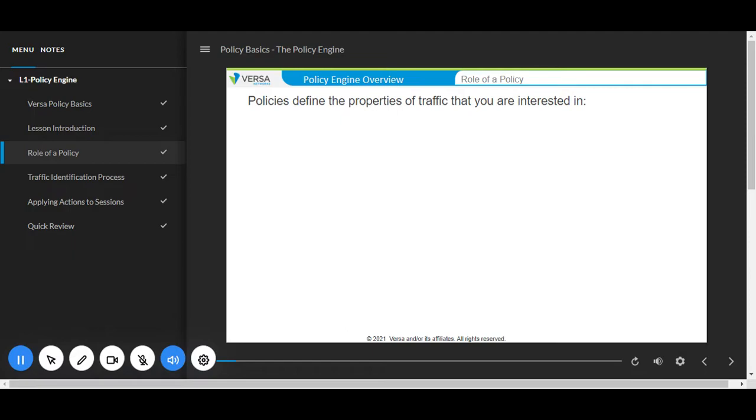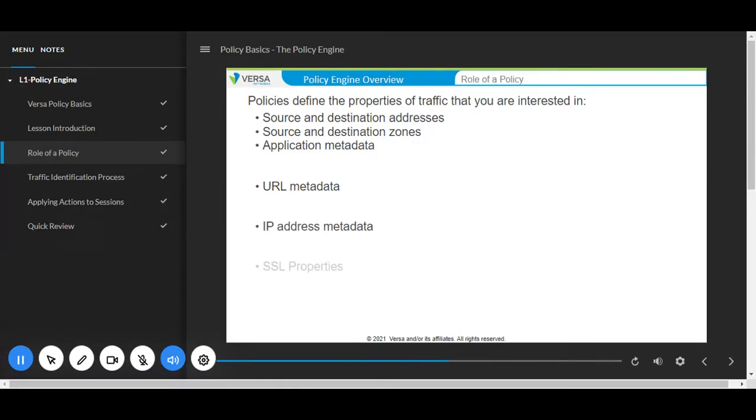Policies define the properties of traffic that you want to identify in order to perform an action on the traffic. There are many different properties that can be analyzed, including source and destination addresses and zones, application identification information, URL information, IP address metadata, and SSL properties. With applications, URLs, and IP addresses, additional information that is associated with those values can be considered as well. This additional information is called metadata, or data that describes something.